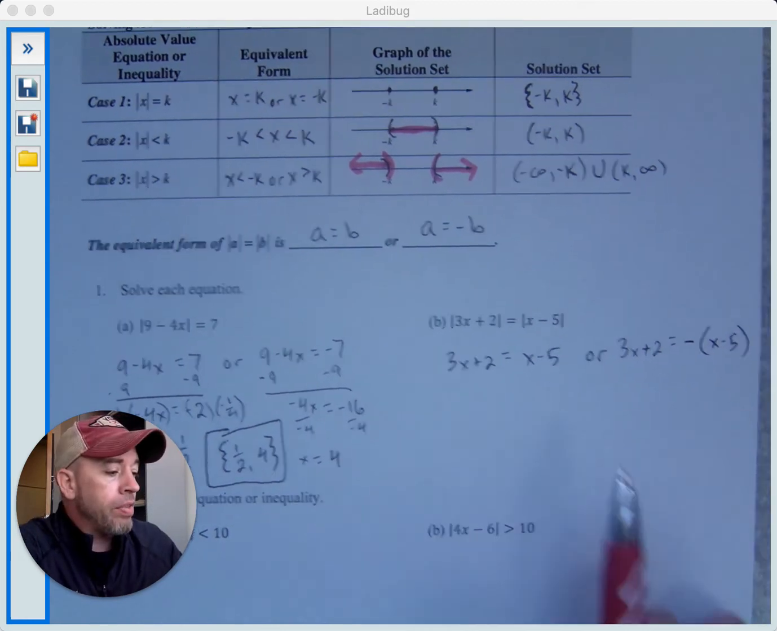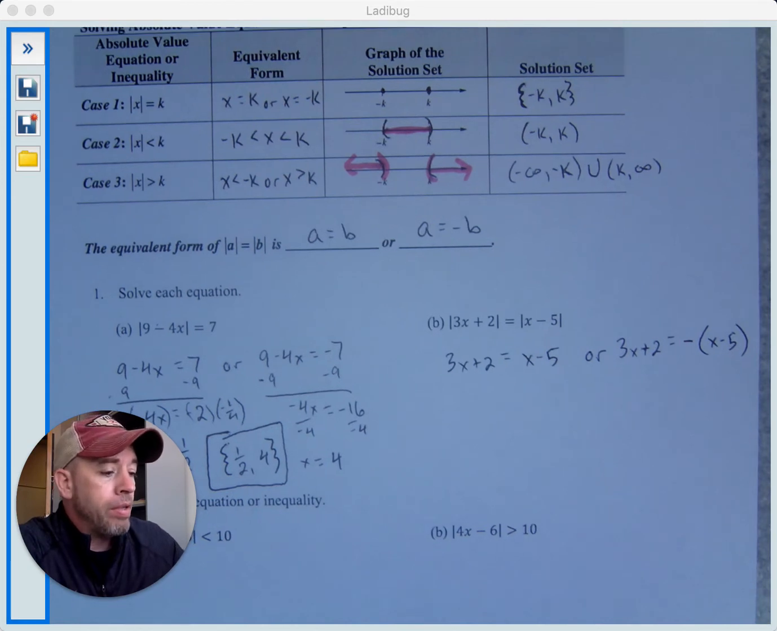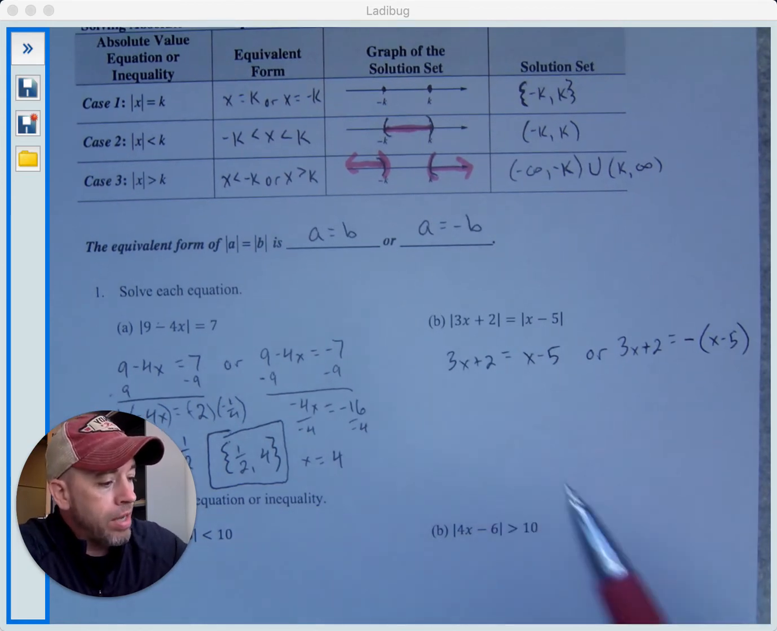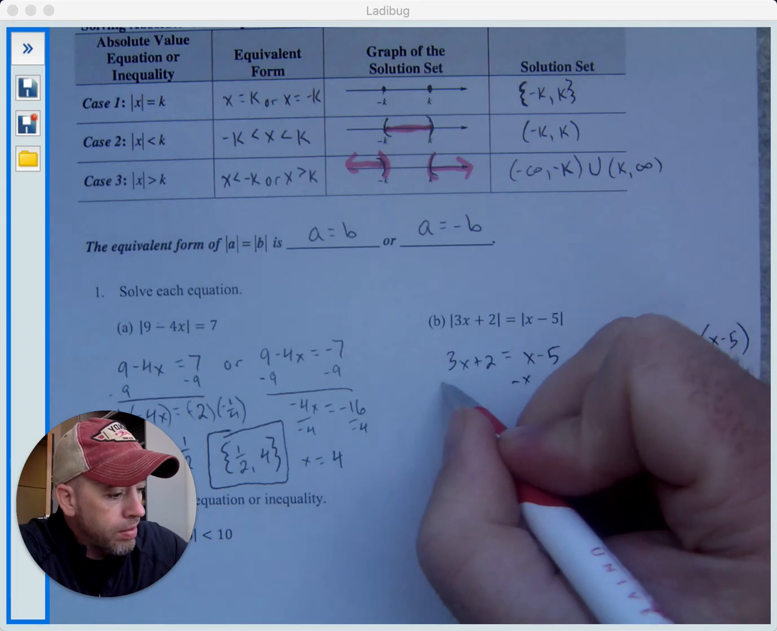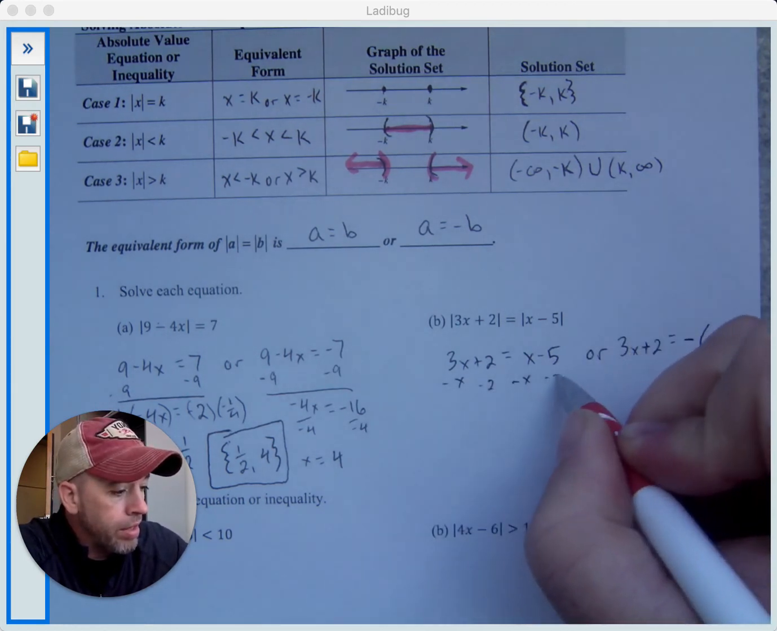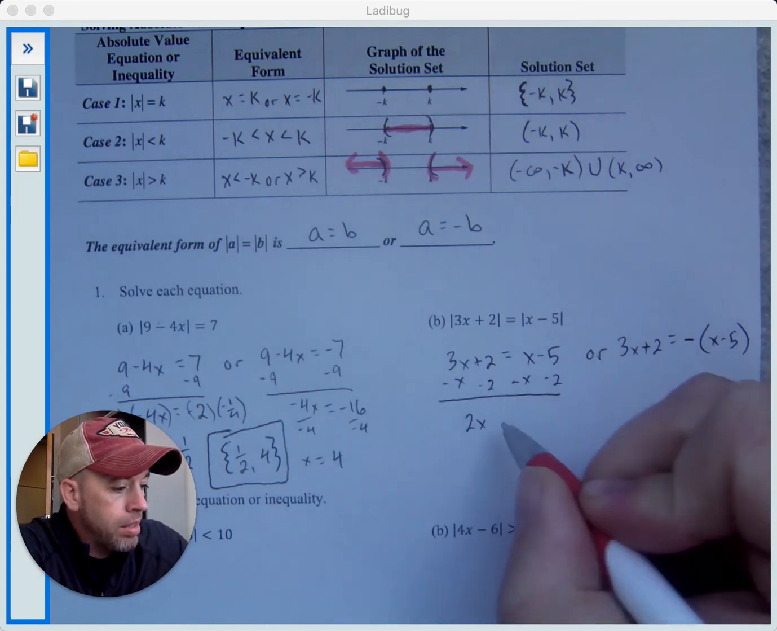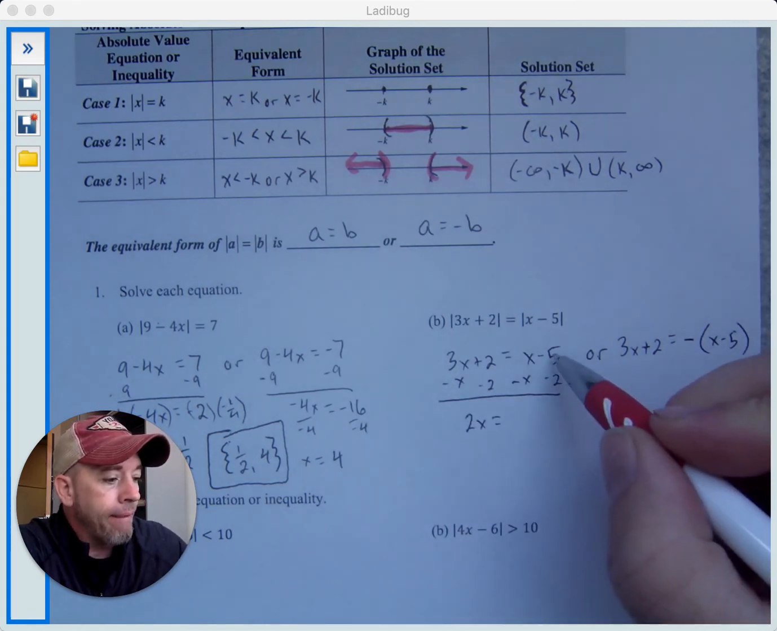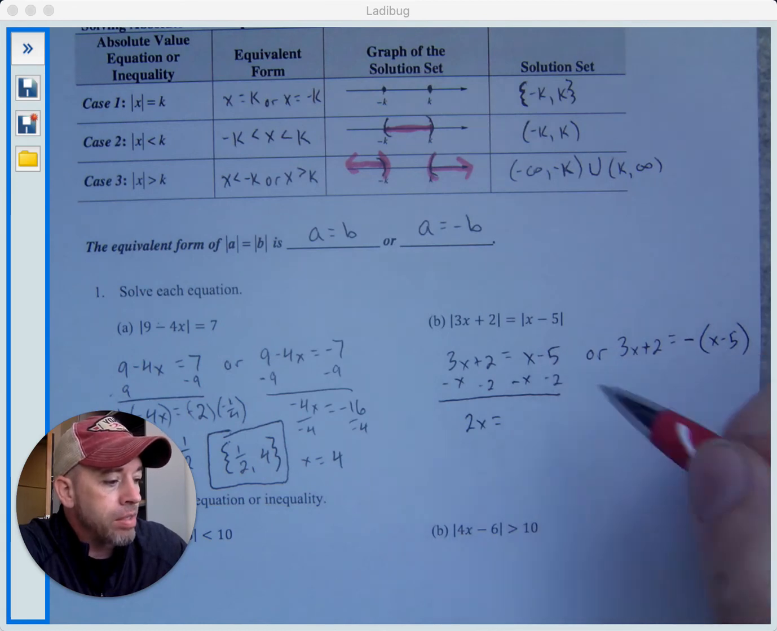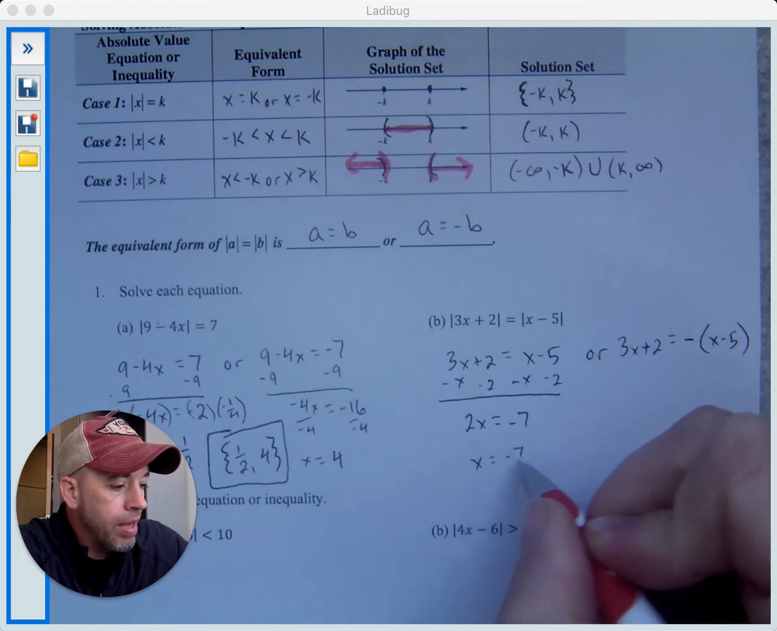So we need to solve these two equations to get all of our solutions. Here I'm going to get all my x's together. I'll subtract x from both sides. And I'll get all my numbers on the other side, so I'll go ahead and subtract 2 from both sides. And then I get 2x is equal to negative 5 minus 2, which is negative 7, right? Divide by 2, I get x is negative 7/2.